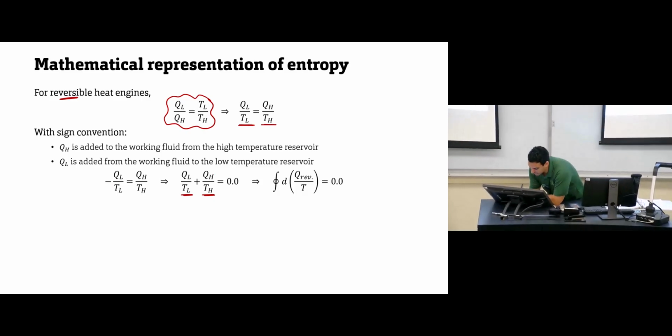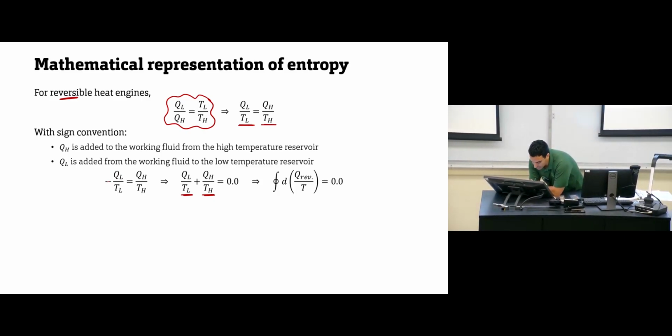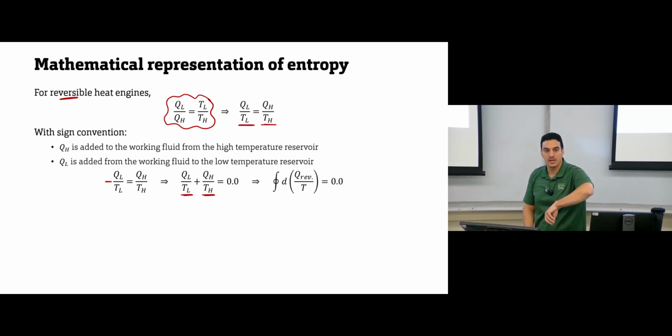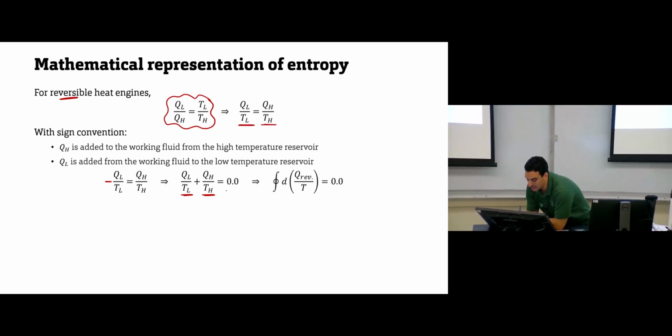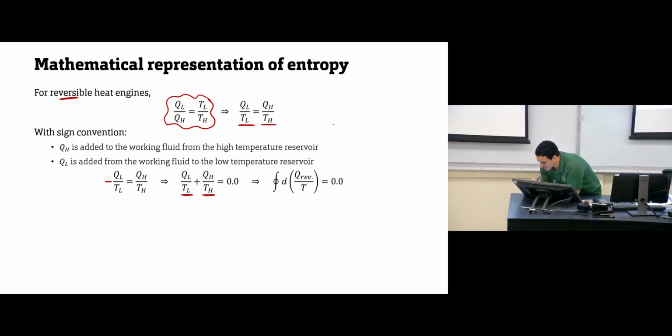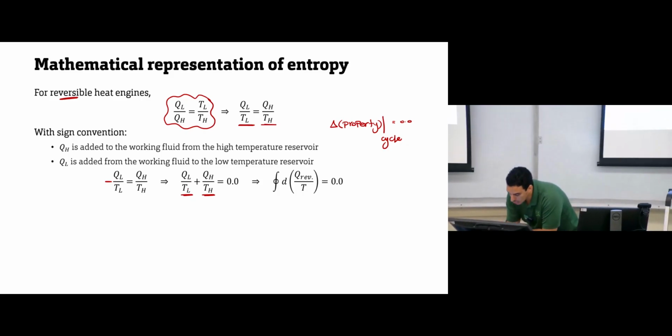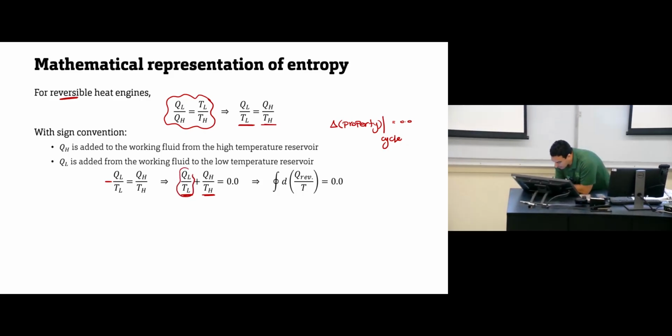Because of the sign convention, one of them is Q gained and one of them is Q lost, so you have positive and negative signs. Heat added to the system is positive, heat removed from the system is negative. So we can end up with this. In the last slide we said the change of any property for any cycle is equivalent to 0. And in a heat engine, Q over T for the low temperature reservoir plus Q over T for the high temperature reservoir is equivalent to 0.